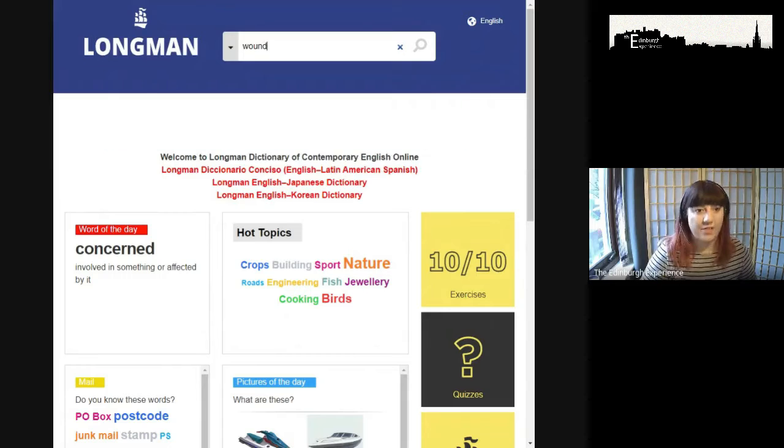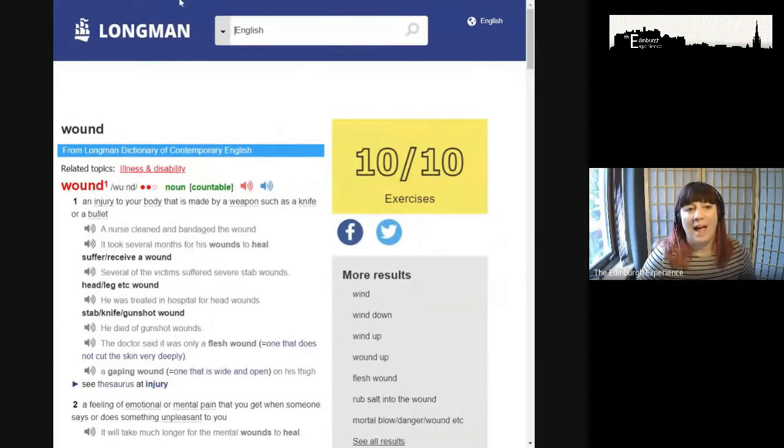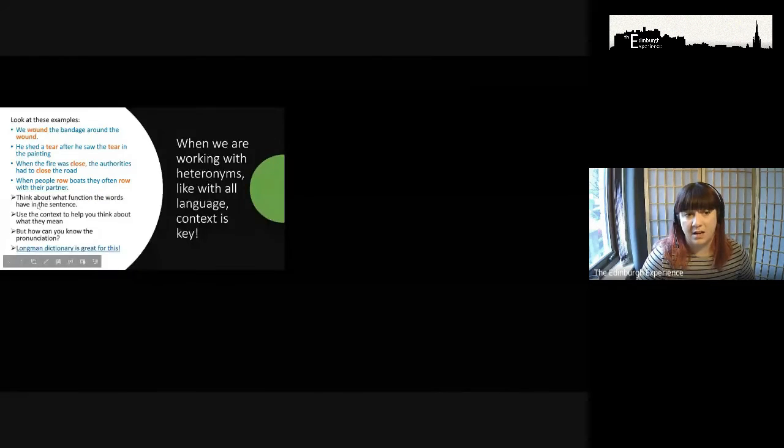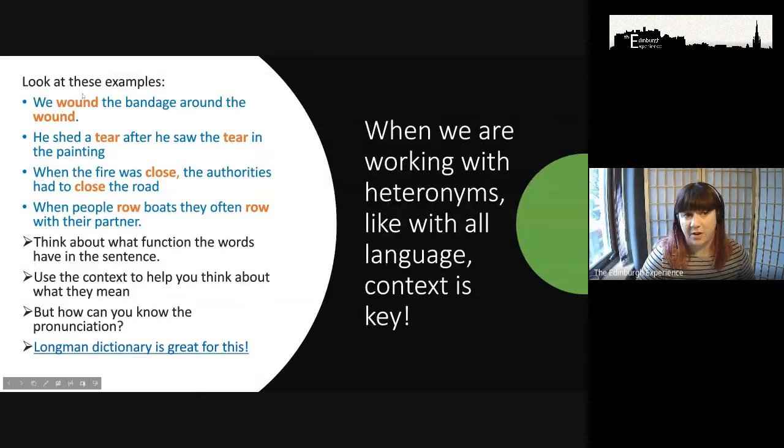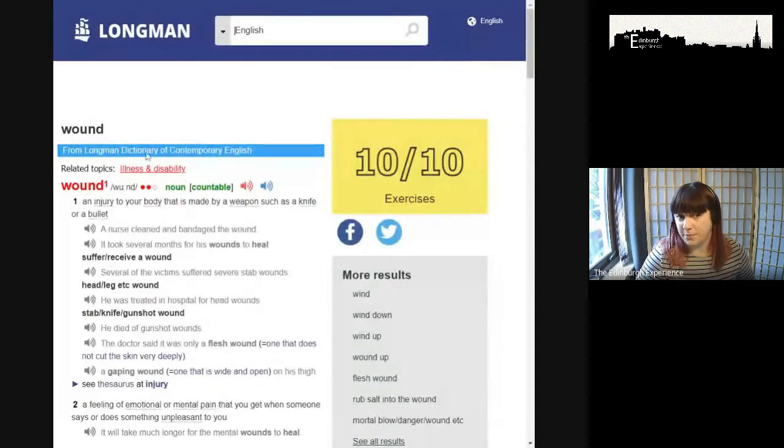So let's have a look at this word that we typed in. And remember before that we did our analysis, yeah? So we said that in this example here, in the first one, we had a verb, and in the second one, we had a noun. So when I'm looking at my words, I'm going to consider that when I choose my answer. So the first one here says it's a noun, right? An injury to your body. And then I can listen to the pronunciation here.